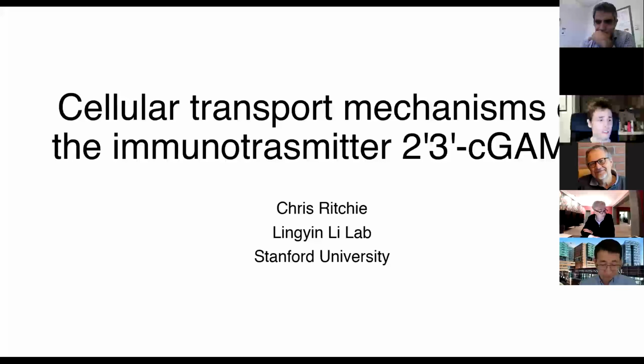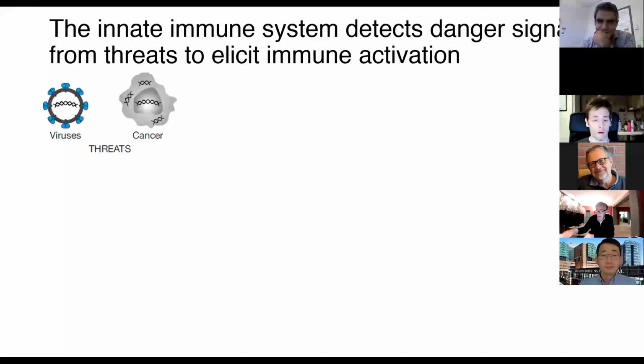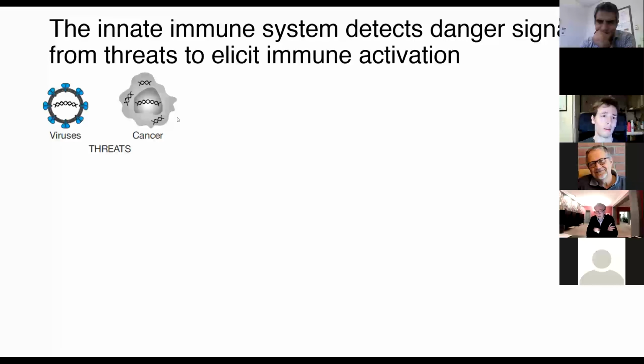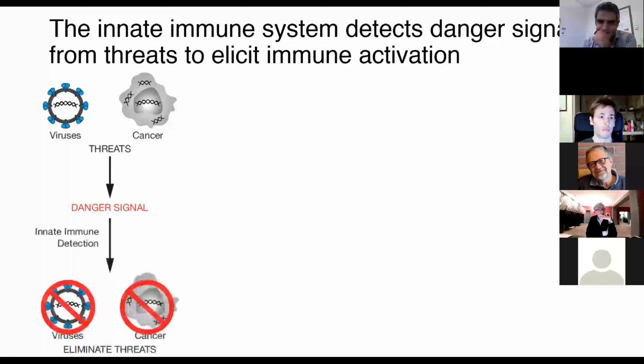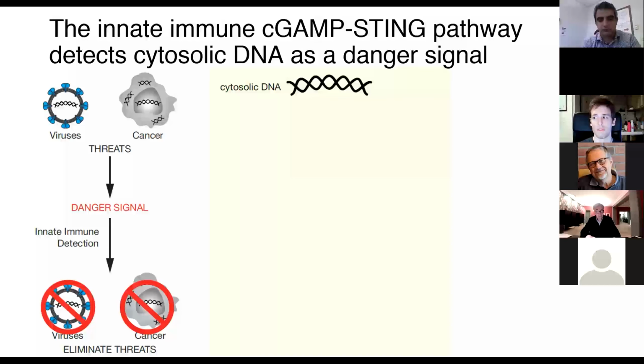Thank you for that introduction and giving me the opportunity to speak at this event. Our bodies are constantly encountering threats to our health, and these threats can come from the outside, such as in the case of viruses, as well as from within, such as in the case of cancer. Thankfully, these threats are often associated with specific danger signals that can be detected by our innate immune system in order to eliminate these threats by eliciting immunity. There are many different danger signals that our innate immune system can detect, but one specific danger signal associated with a broad array of threats is the presence of DNA in the cytosol.